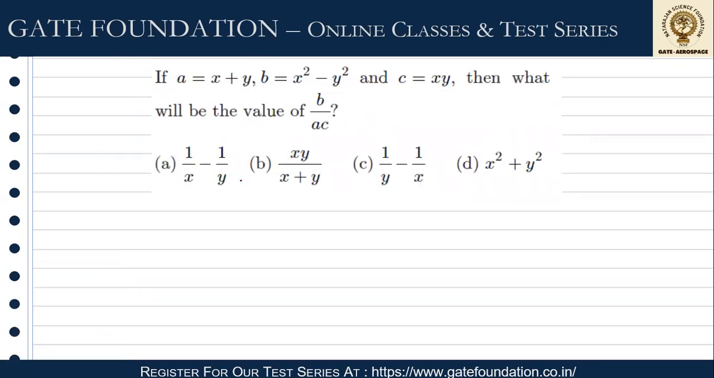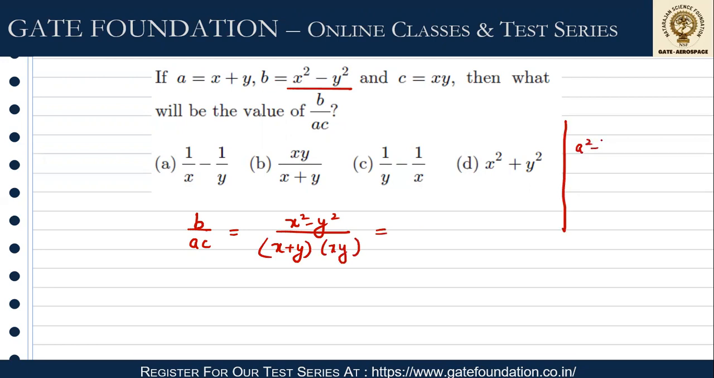Simply you need to substitute the value and cancel out whatever possibilities you have. So I'll take this value b over ac. The value of b over here is x square minus y square, and a is x plus y, c is x into y. I know the identity x square minus y square, or a square minus b square, is nothing but a minus b, a plus b. So over here it will become x minus y, x plus y over x plus y into xy.